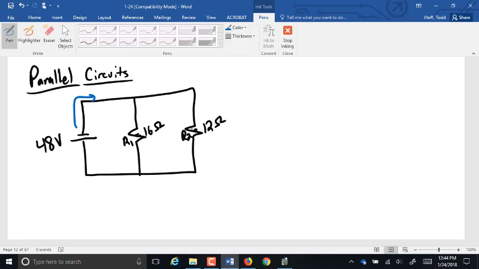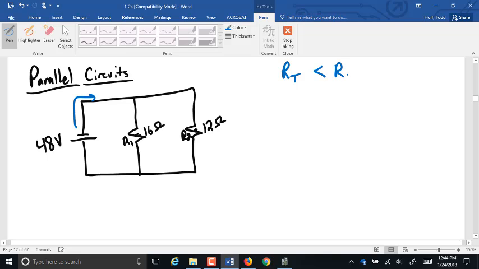So in a parallel circuit, total resistance is always less than either, I'm going to list it as just Rx instead of R1 and R2. The total resistance is always less than any of the single resistors. So the total resistance here will be less than 16 and less than 12.